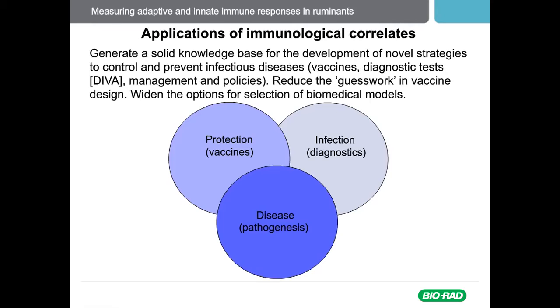So it may not be, and it's unlikely that there will be, single immune correlates that are going to fit into each of these boxes. But in the selection of the immune correlate, we need to know where that immune correlate sits within that Venn diagram, and that's why we need multiple immunological reagents to then identify that and tie up our pathogenesis, vaccines and diagnostics.